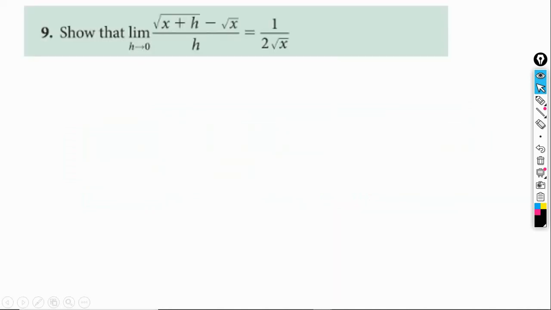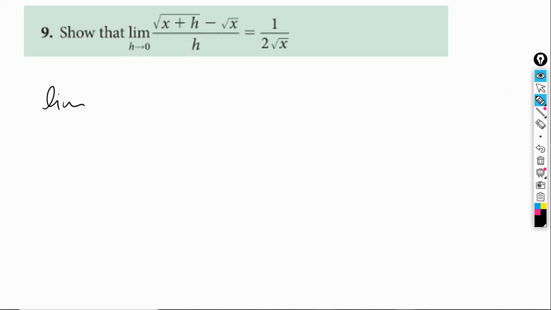So I'm going to do these on this video. That way you guys can see one possible way of doing each of these questions. And let's start with number 9. So here they want us to show that this limit is equal to 1 over 2 square root of x. This one reminds me of the one that we did before in the examples. I'm still going to do it. I'm sure most of you guys, not everybody, would know how to do this anyway, but let's just do it.